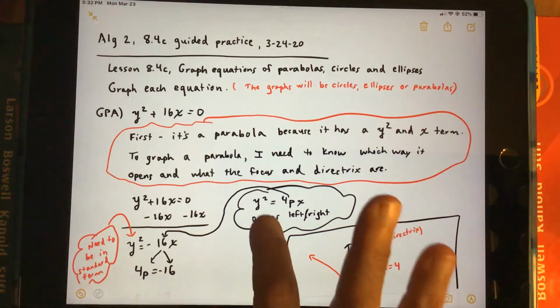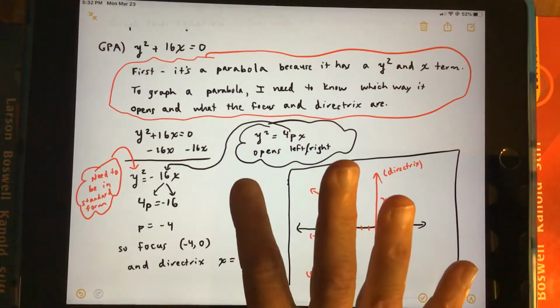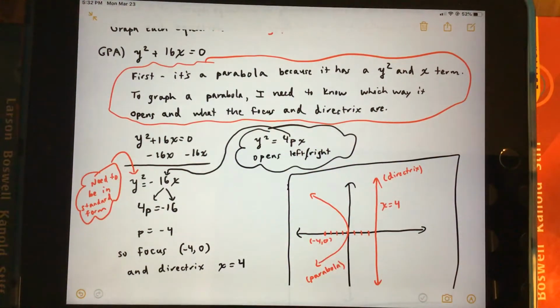All right, so for guided practice A, we are presented with the equation y squared plus 16x is equal to 0. And so what we're going to do first of all is think, well, what is it going to be? Is it going to be a parabola, a circle, or an ellipse? We see y squared and we see x, not x squared. We see y squared and just x. Anytime one of the variables is squared and the other one is just a variable to the first power, we're going to know we're working with a parabola.